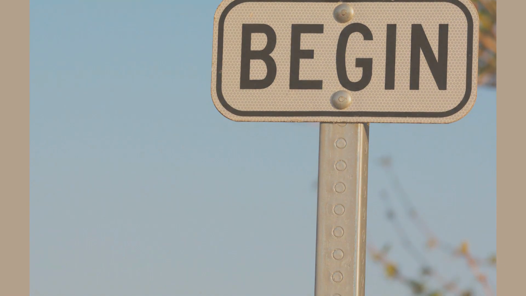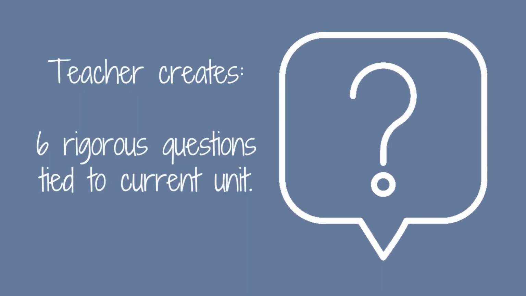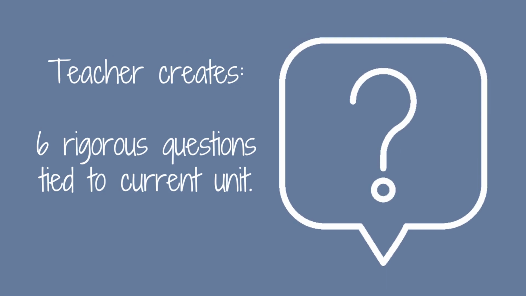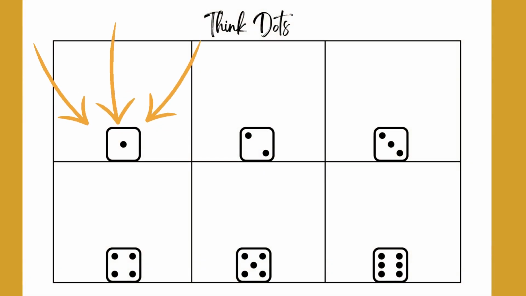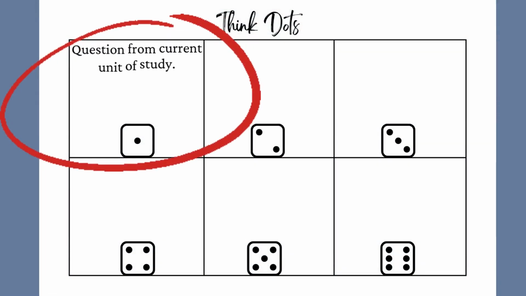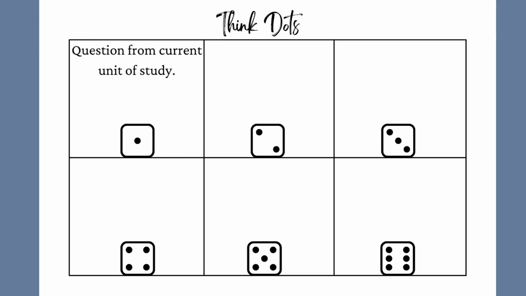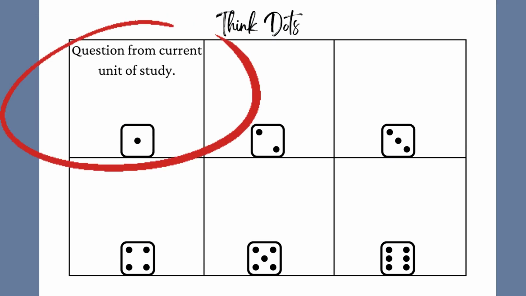To begin, the teacher will create or choose 6 rigorous questions tied to their current unit of instruction. These questions will then be placed into the Think Dots template. This template should resemble a 2x3 cell table. In each box, the teacher places a small image of a numbered die that corresponds to a question. For example, the top box on the left would have a question and an image of a die below it with only the 1 dot showing.